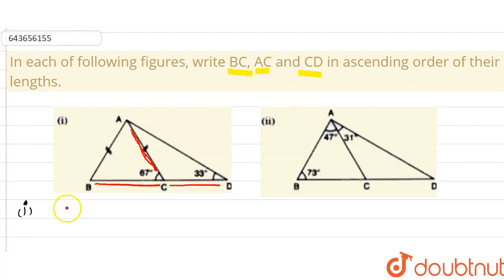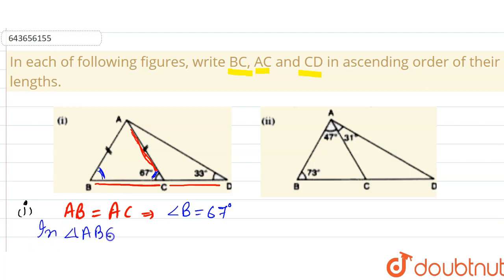As here AB is equal to AC, it becomes an isosceles triangle. So for an isosceles triangle, what can we say? Angle B will also become 67, as angle C is 67. Now in triangle ABC, two angles are known. Then to find the third angle, what we used to do? Always the angle sum property.